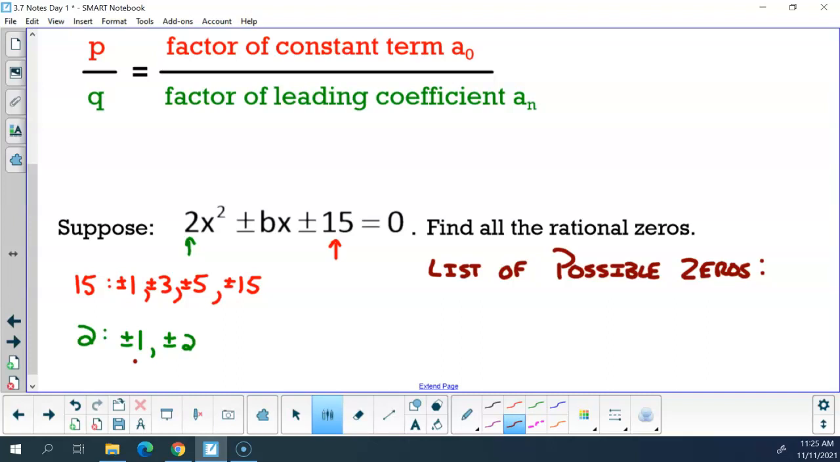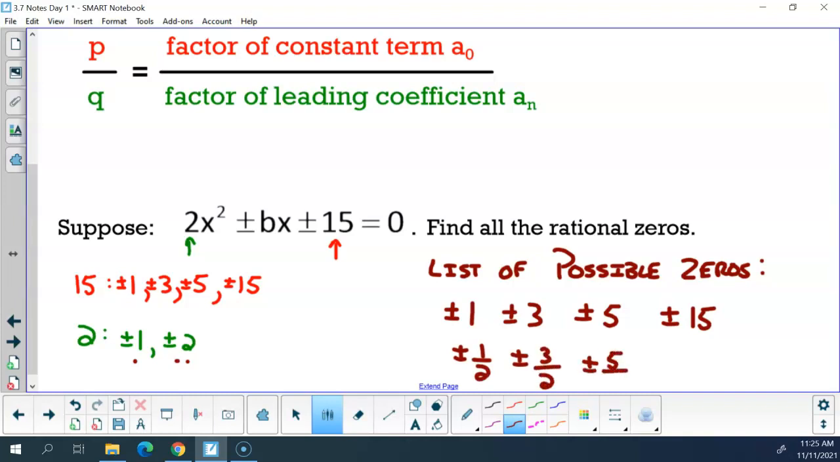Well, 1 divided by 1 is 1. 3 divided by 1 is 3. 5 divided by 1 is 5. 15 divided by 1 is 15. Then I've got to divide them all by 2. 1 divided by 2 is 1/2. 3 divided by 2 is 3/2. 5 divided by 2 is 5/2. 15 divided by 2 is 15/2.